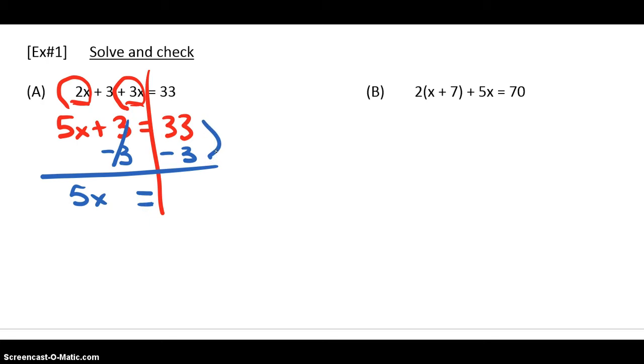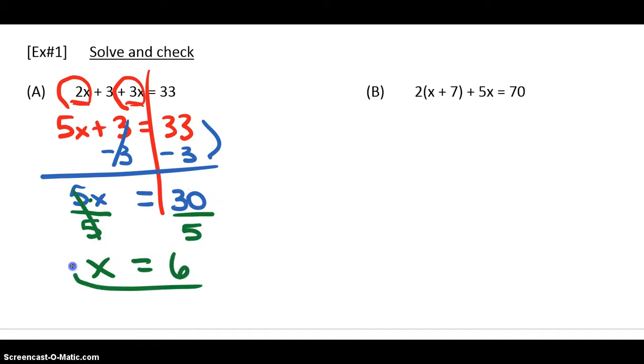What is it? 33 minus 3 would be 30. So at this point, I have 5 times what equals 30. Many of you know that already, but how do you undo it? It's times, so you divide both sides by 5, and therefore x equals 30 divided by 5, which is 6.